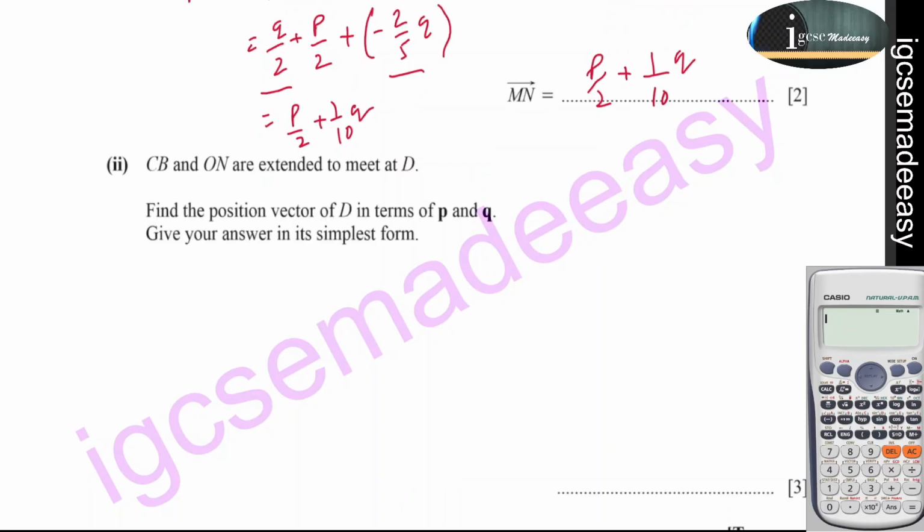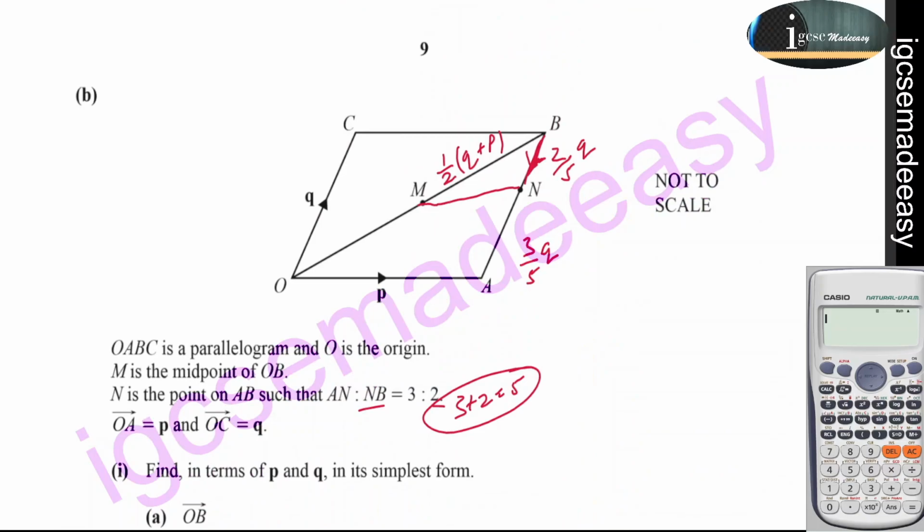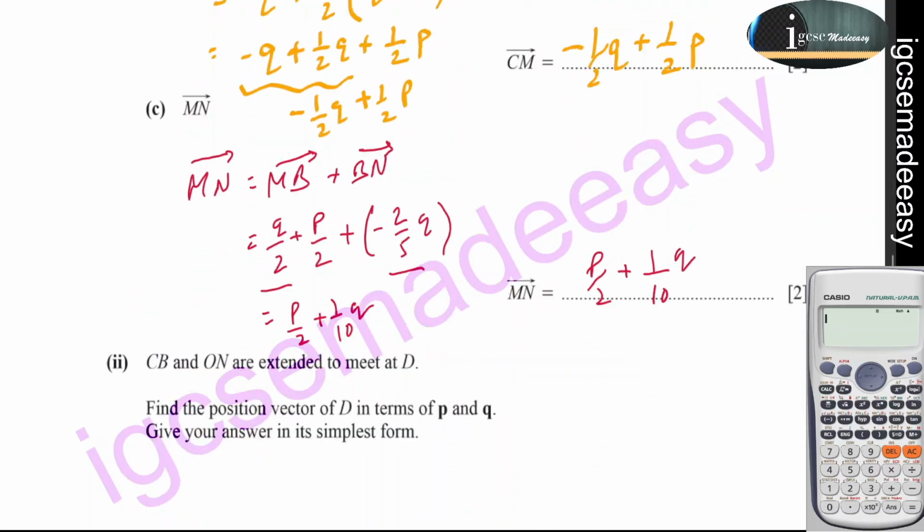Part 2. CB and ON are extended to meet at D. Find the position vector of D in terms of p and q. CB and ON are extended, so I'll use another pen. CB and ON are extended to meet at point D. So we have to find out the position vector of D.